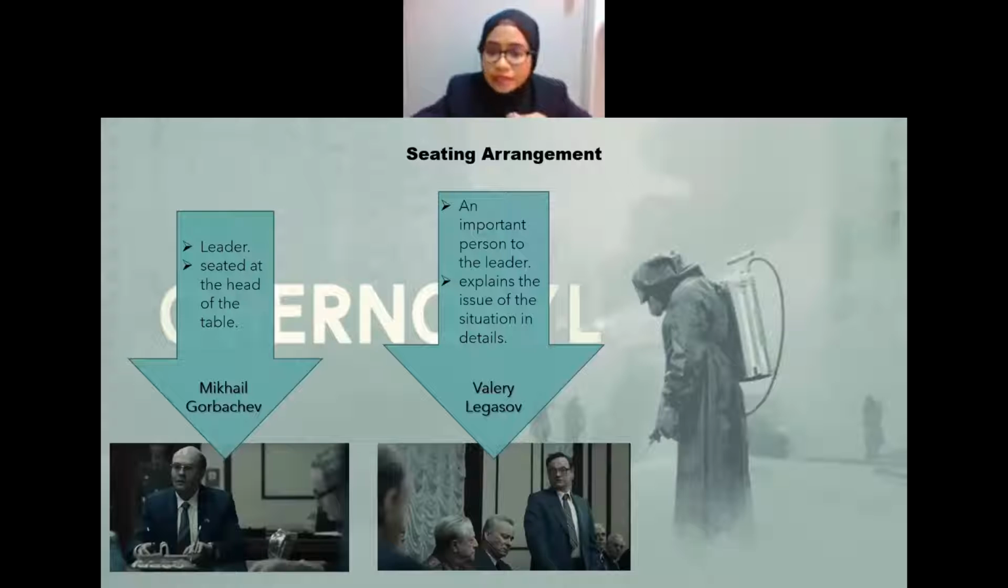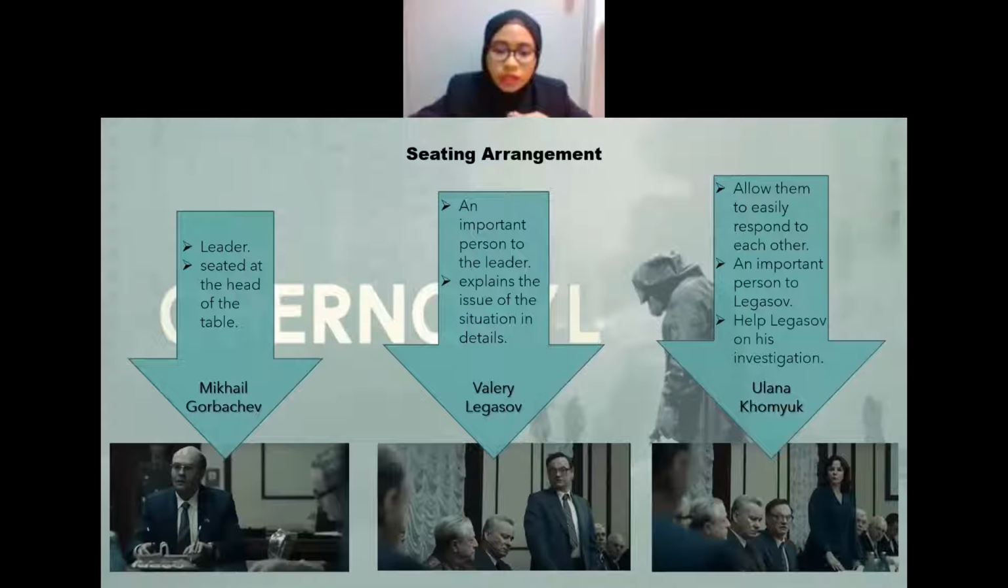And lastly is Ulana Khomyuk. From the picture below, we can see that Khomyuk is seated next to Legasov, which allows them to easily respond to each other. Here we can consider that she is an important person to Legasov, since she is one of many scientists who helped Legasov in his investigation.